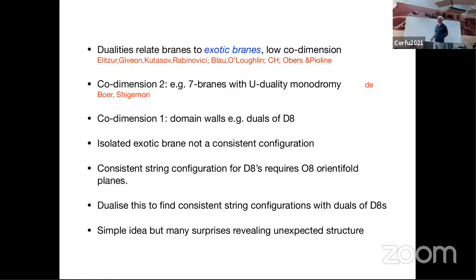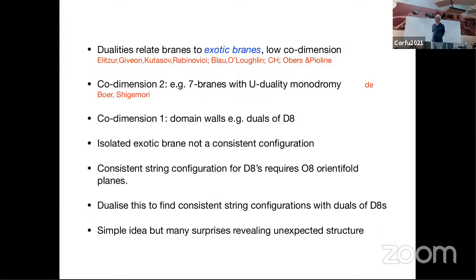So the starting point is the realization that dualities, when you do enough dualities on enough circles, relate the familiar branes to some strange exotic branes which arise formally in low codimension. For codimension two, you get versions of seven-branes with U-duality monodromy, or U-folds. I'll be interested today in the case of codimension one, which are sort of domain wall type branes, which arise from duals of the D8 brane.